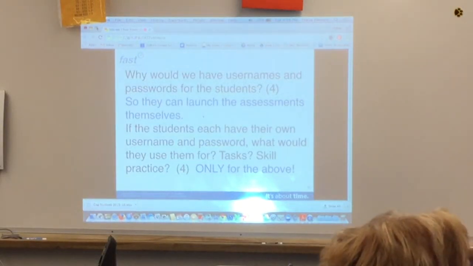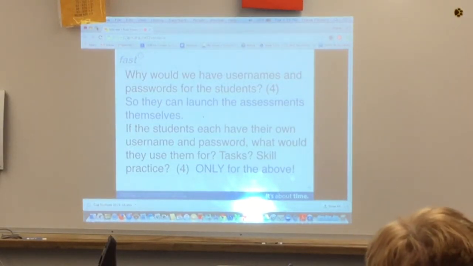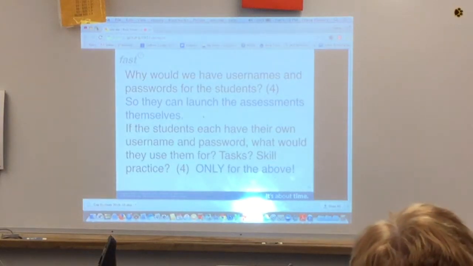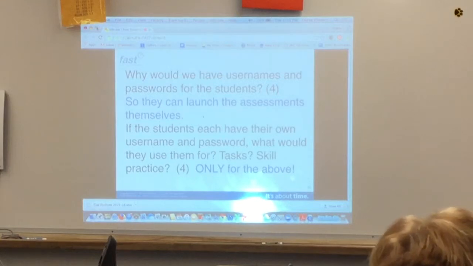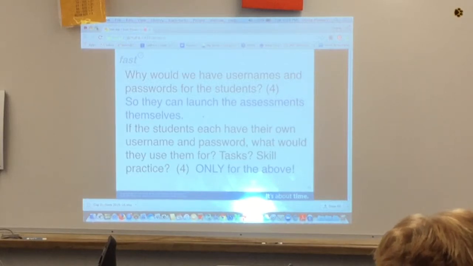Christopher, does that answer your question? It does. I still see no purpose for having a group proctor or a student password then. If I have to go around and put in the passwords myself, there's really no reason to give them a password as far as I can see. I might as well just go around and put it in myself.